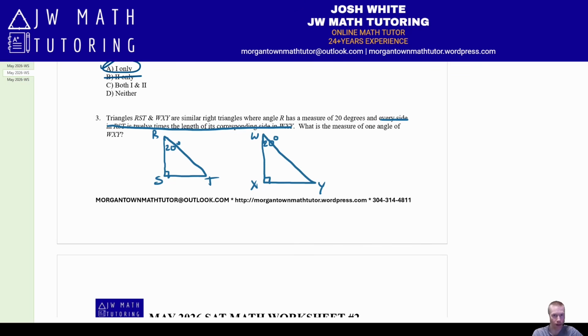Now, obviously 90 degrees is a possible answer. 70 degrees is also a possible answer. And I guess technically 20 degrees, I mean, you wouldn't put in the degree symbol, but 20 would technically also be an answer based on the way I've worded it, where I've only given you an angle measure in RST. I haven't technically told you that W is 20 degrees. So if that's not excluded based on the wording, then there's technically 3 possible answers here. It's just 20, 70, and 90, and that's it.